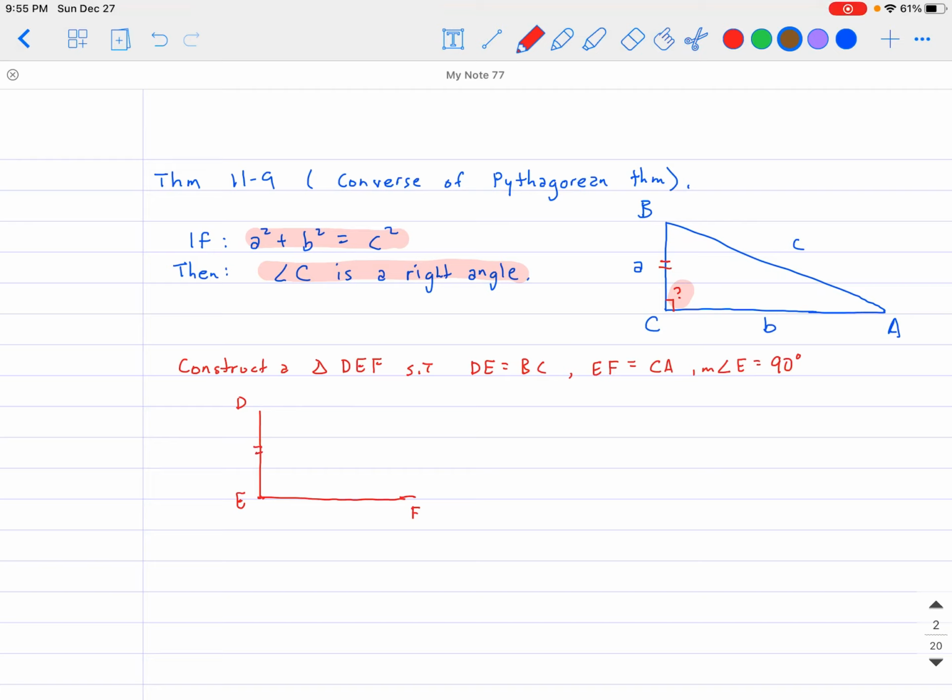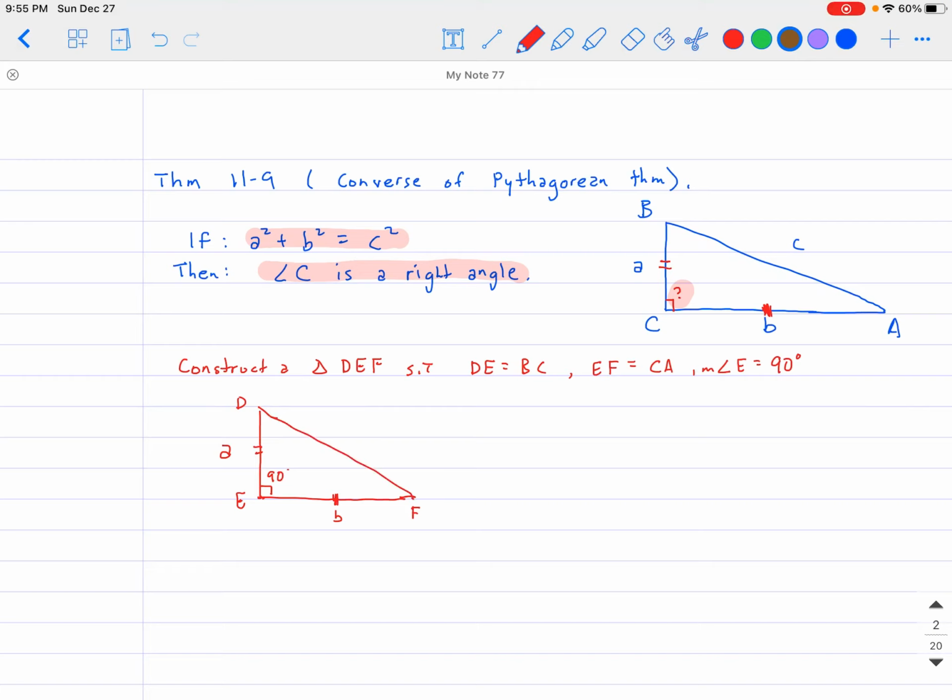So these two are congruent to each other, so I can go ahead and call this A. These two are congruent to each other, so I can go ahead and call this B. And finally, the one thing that we do not have, which is different, is that the measurement of angle E is equal to 90 degrees. So this guy is going to be 90 degrees.